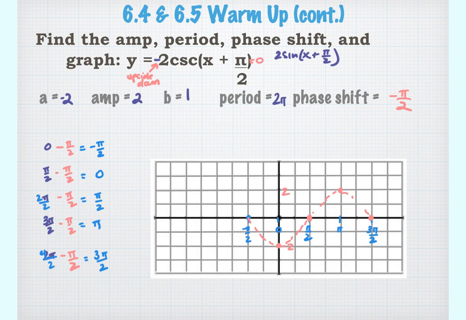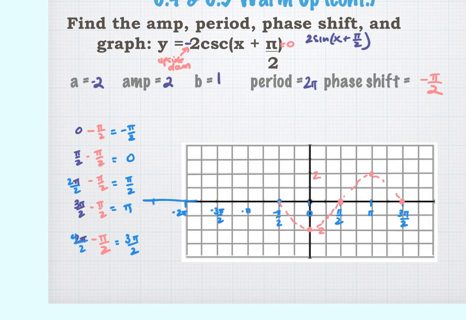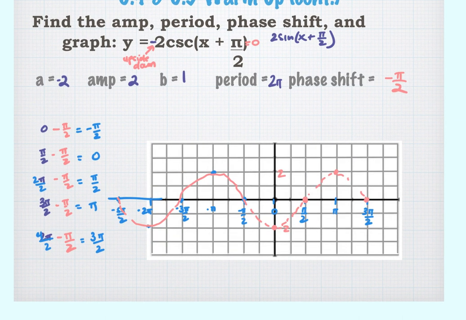Now I've got to find the other points. So in between each of these is again a half pi. So if I go backwards, it's negative pi, negative 3 pi over 2, negative 2 pi, and negative 5 pi over 2. And this would go up, down, down, up. And that would be if it was sine.